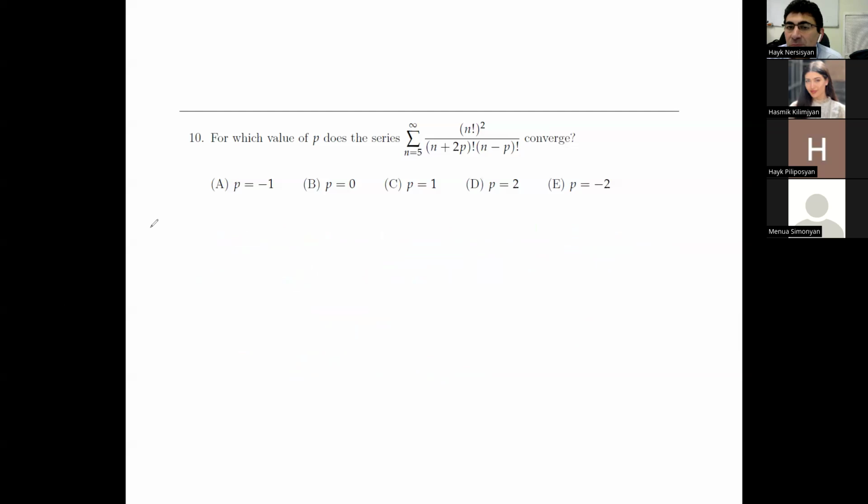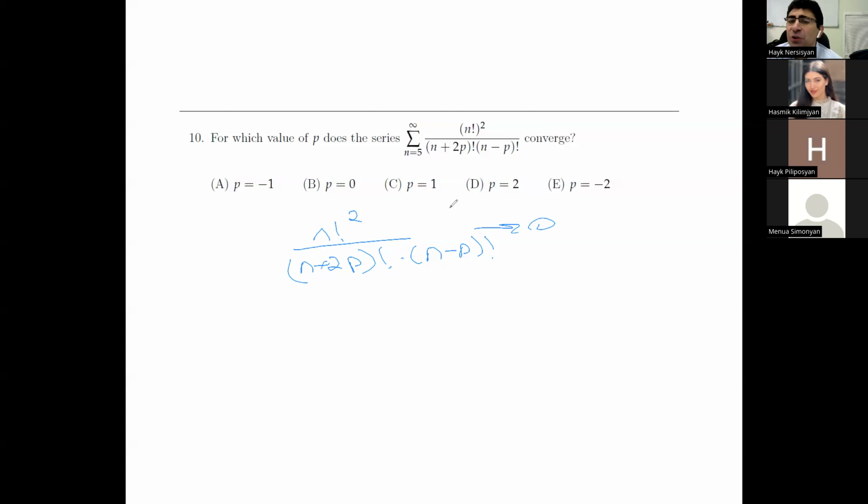Okay, the term test, or so-called necessary condition for convergence, says that to get convergence, at least we need, this is necessary, not sufficient, that n factorial squared divided by (n+2p) factorial times (n-p) factorial should tend to 0. Maybe we can eliminate some answers from these options for which the limit is not 0. Okay, how can we find the limit of this expression?